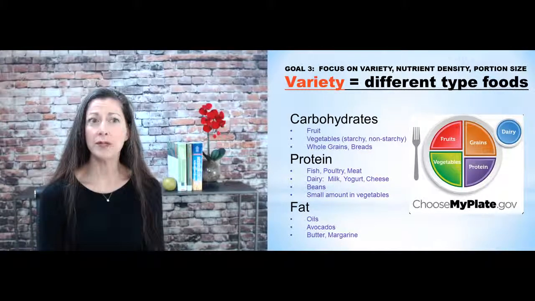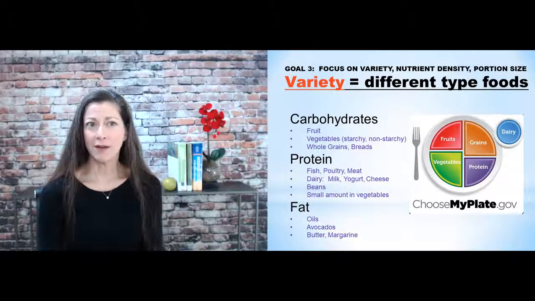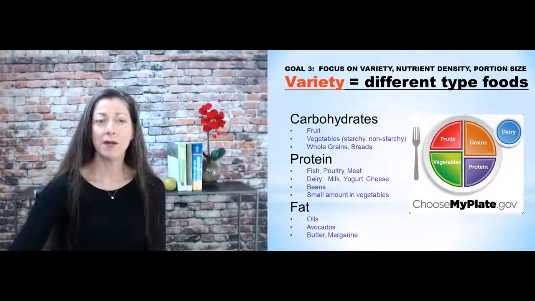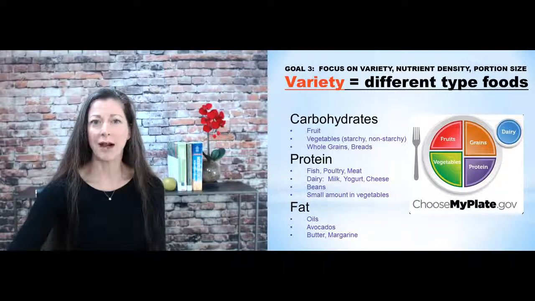Carbohydrates include fruits, vegetables, starchy and non-starchy vegetables, whole grains, and breads. Protein includes fish, poultry, meat, dairy products, beans, and there's even a small amount of protein in some vegetables. And healthy fats would include typically your oils and avocados and small amounts, this is where portion size starts to step in, of items like butter and margarine. So it's important to recognize of those 4 goals, you may find that goal number 3, variety, is one that you discuss in great length with clients who are having a goal for weight management.